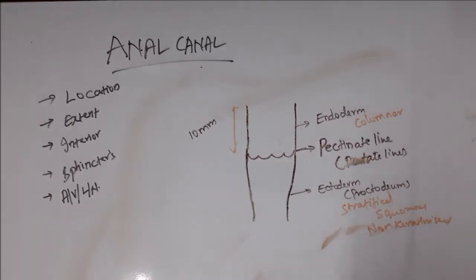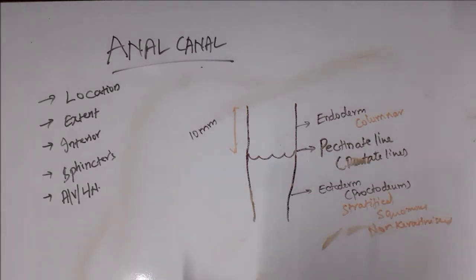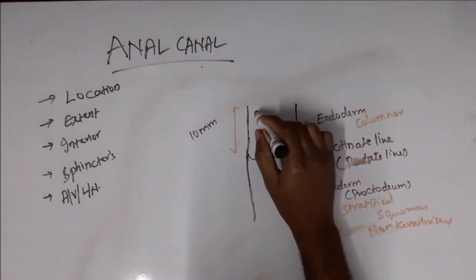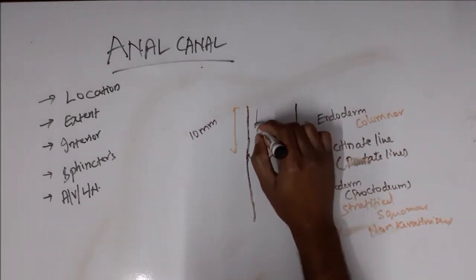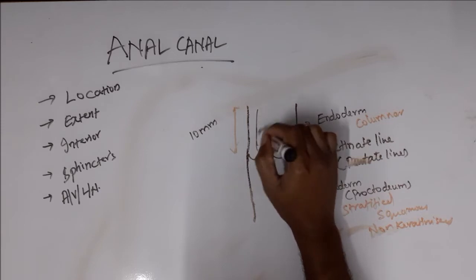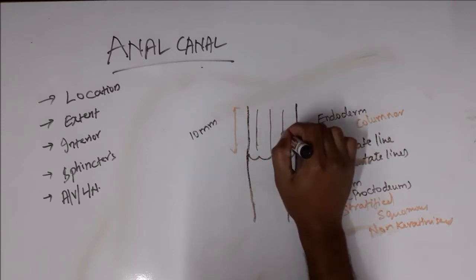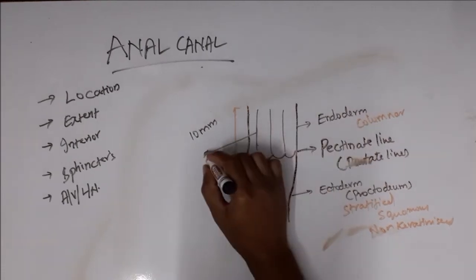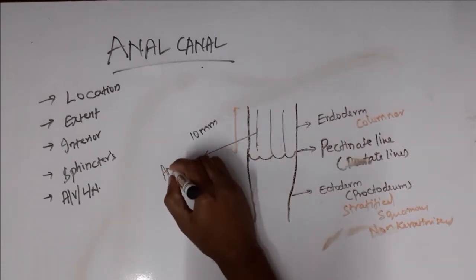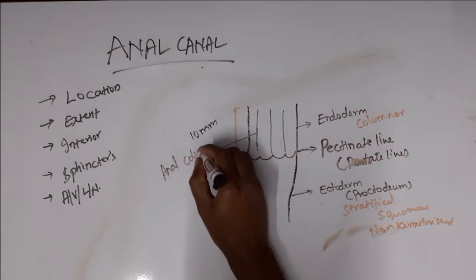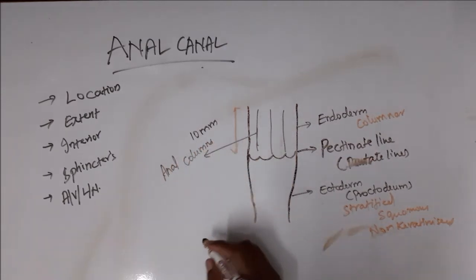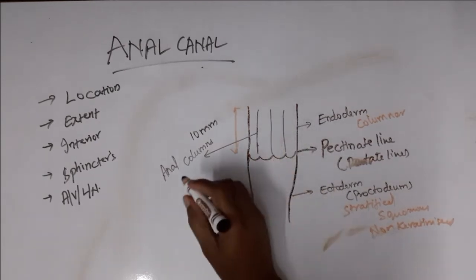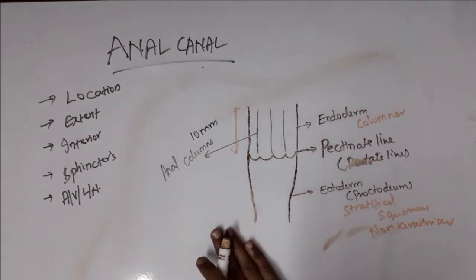So in the GIT we have from inside to outside mucosa, submucosa, muscularis externa and serosa. So the innermost layer of this anal canal is the mucosa. The mucosa in this is thrown into longitudinal folds. These longitudinal folds are called anal columns. These longitudinal folds are nothing but folds of the mucosa.